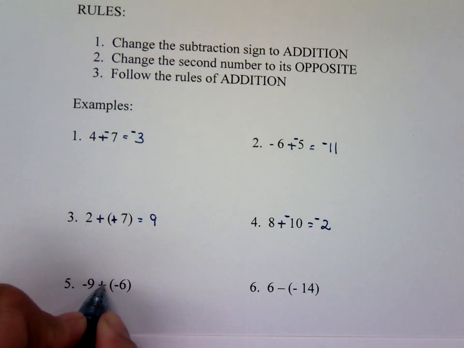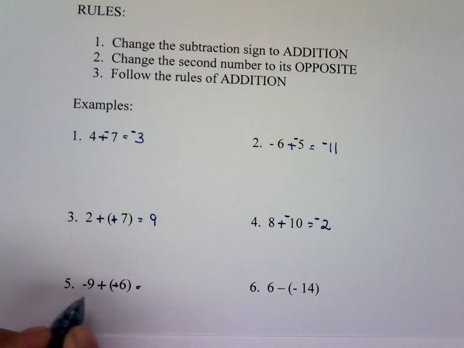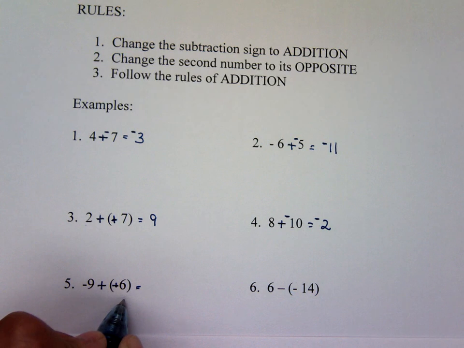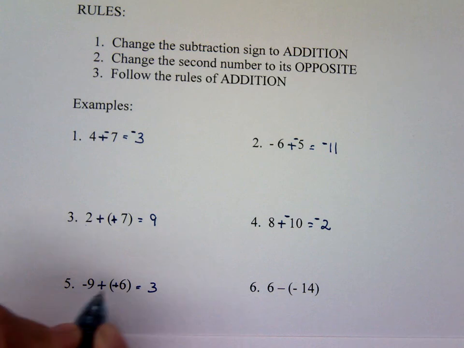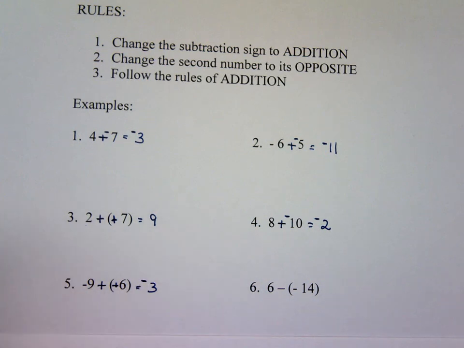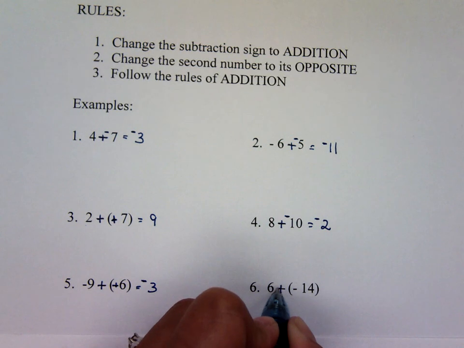Again, number 5. Change your subtraction sign to addition. The negative 6 becomes a positive 6. You have a negative number and a positive. They're different, so that means you have to subtract. 9 minus 6 is 3. And you take the sign of the bigger number, which is 9, and 9 is negative, so 3 has to be negative.